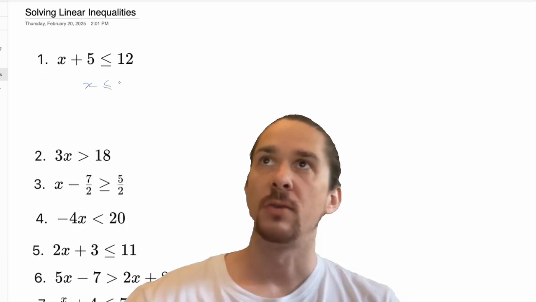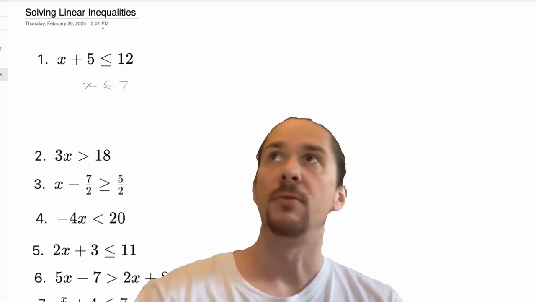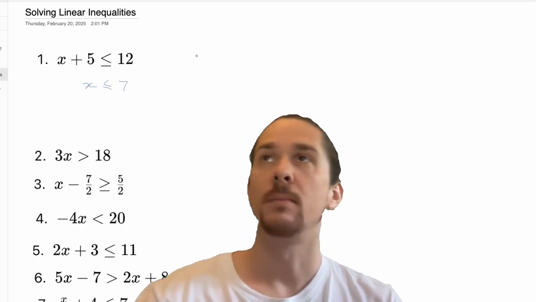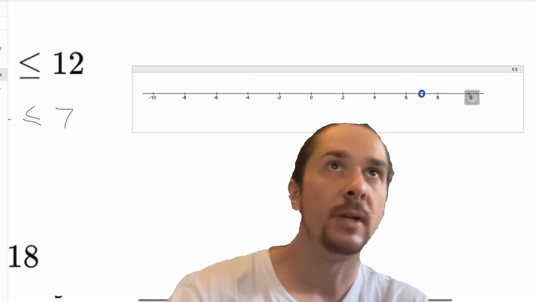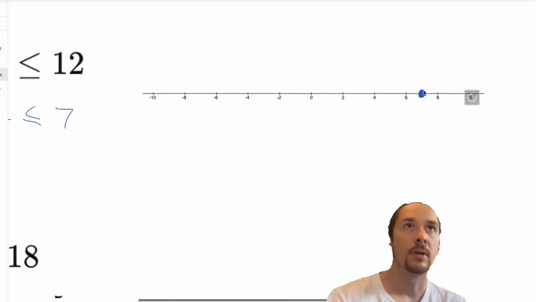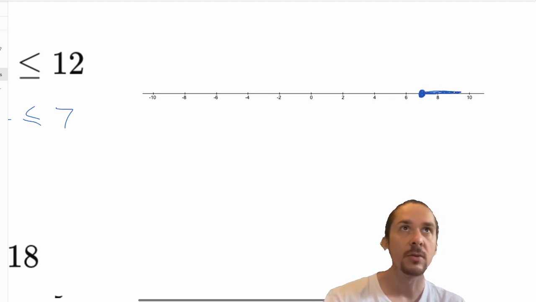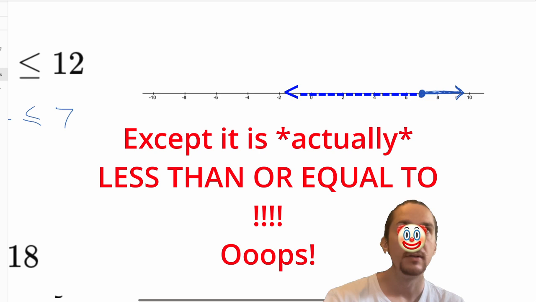X is greater than or equal to 7. If we were to graph that on a number line, that's going to look like this. Because we have the greater than or equal to, we fill in the circle here. And greater than or equal to means that x could be anywhere in that circle or above.